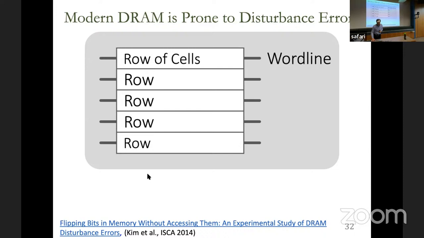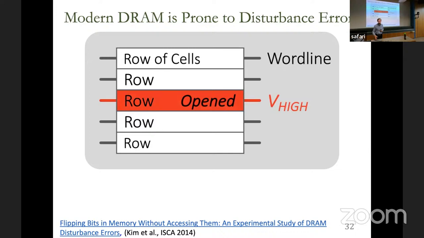If you want to access one row, you apply high voltage to the word line. This is called an activation in DRAM. Now this high voltage is good. You can do a read command in DRAM and read the data out of there. That's a simple reading mechanism. But let's assume you want to read some other row. You need to first close this row, meaning you need to apply low voltage to that word line. This is called a precharge in DRAM. We're going to see more of these. So precharge closes the row, and it enables you to open another row. So this is an activate-precharge pair.